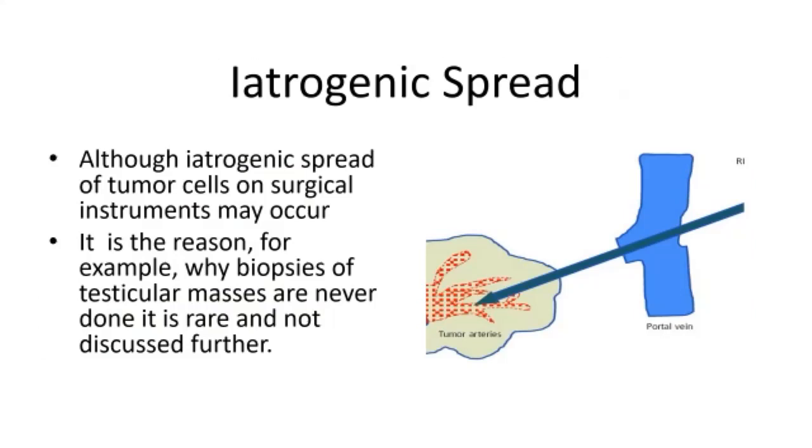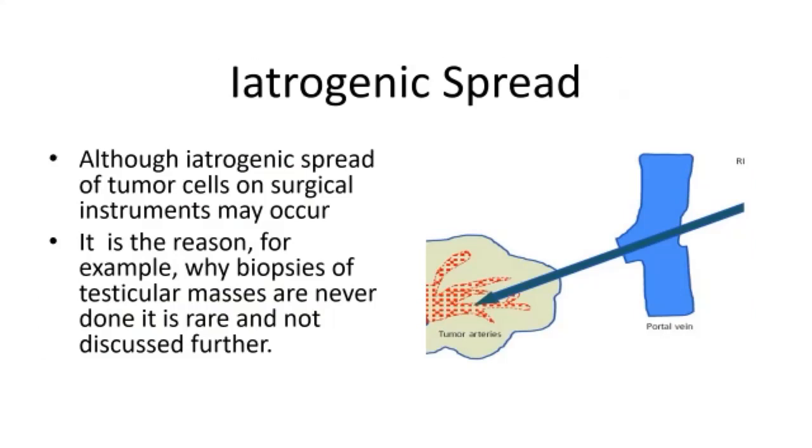Iatrogenic spread is a spread caused by the procedures that we do. It has very low probability, but the important point is that before doing a biopsy of the tumor, we need to be very careful so that we don't disseminate a non-disseminated tumor. If the tumor is not metastasized, we should not metastasize it.